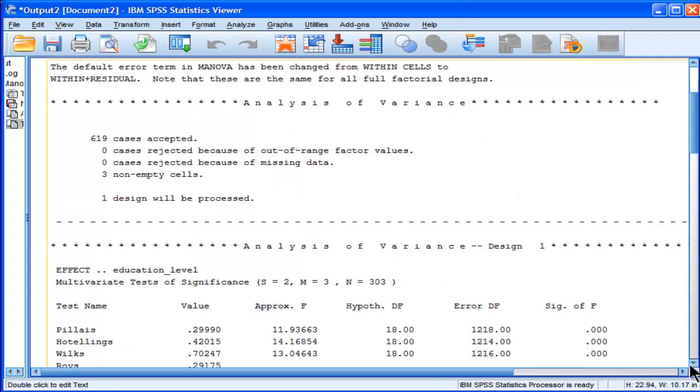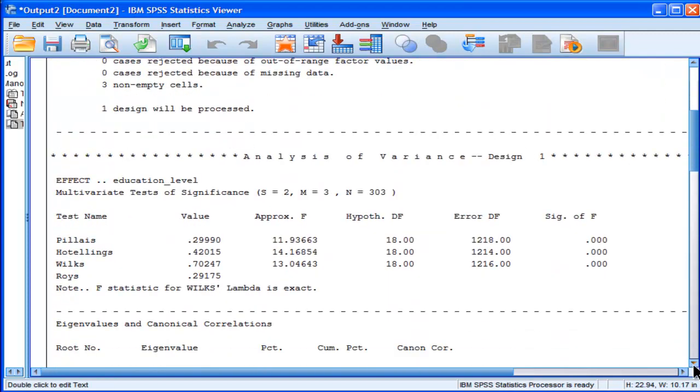So it's just slightly different. It's calculated in a different way. But we've got Pillai's trace, an F value of 11.936, and that's basically the same thing that we got in the first GLM approach, and we got significance p less than 0.001. Okay, so this is the same MANOVA that I did in the GLM.